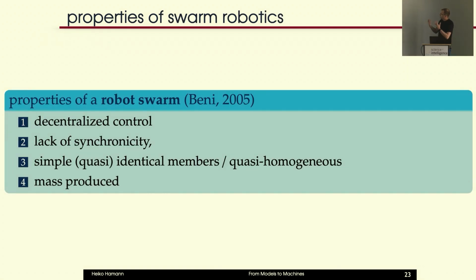And then there's also a definition, in this case by Bennie, about the properties of robot swarms. So this is decentralized control. That's hopefully clear by now.